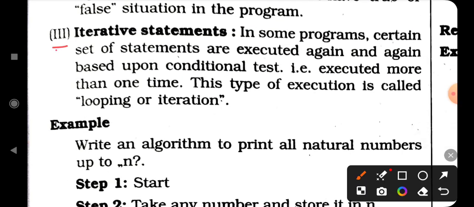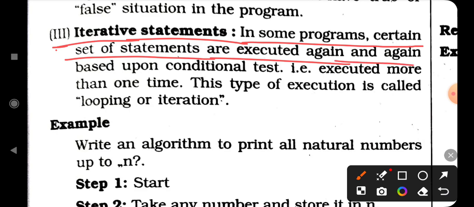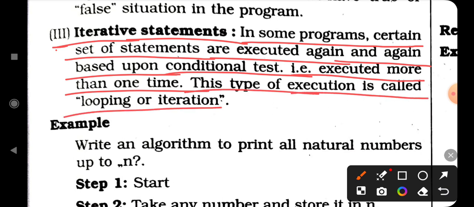Third, iterative statements. In some problems, a certain set of statements are executed again and again based upon a conditional test, that is, executed more than one time. This type of execution is called looping or iteration.